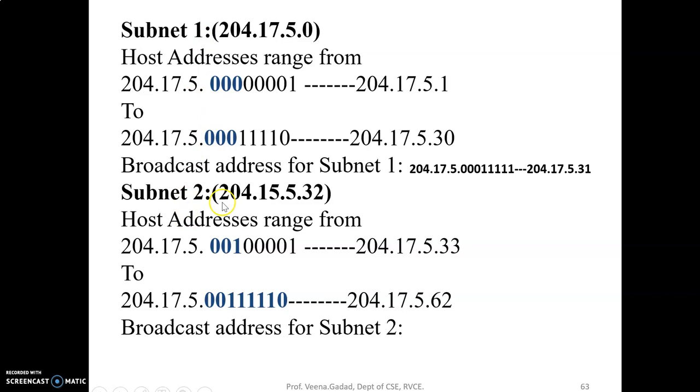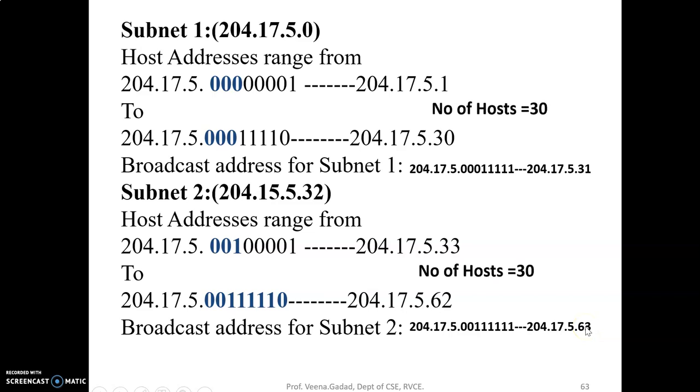What happens for subnet 2? It will be 204.17.5.32. That is the next address of the previous subnet. Following? So here the host range from 204.17.5.33 to 204.17.5.62. What will be the broadcast address? It will be 63, right?